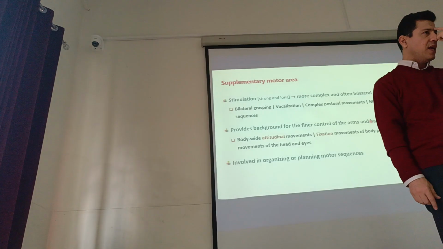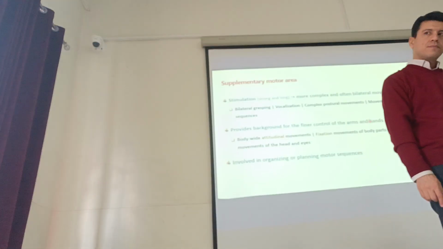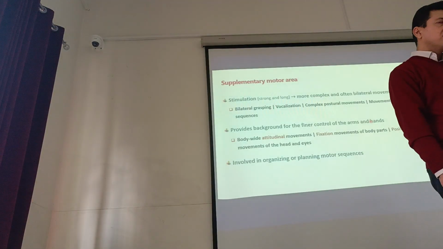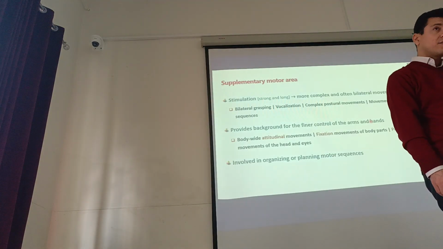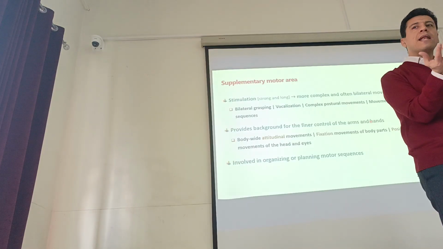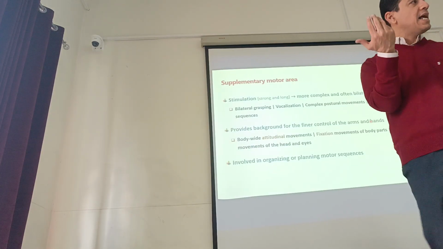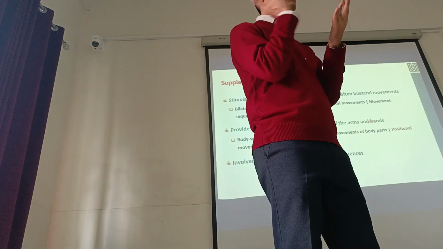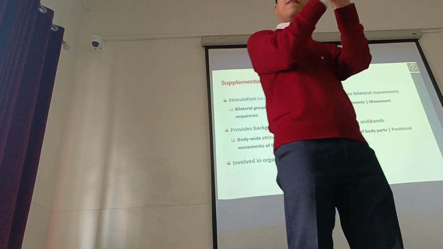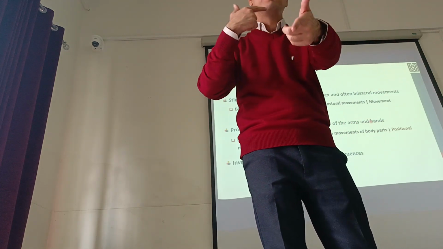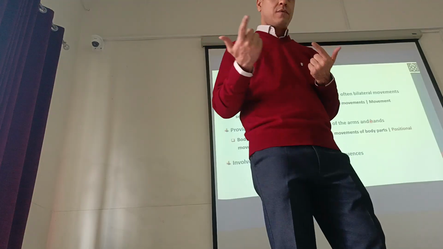So, first we think, prefrontal cortex. We make a decision, prefrontal, right? Then this decision is converted to a plan. So planning of the movement happens in premotor and supplementary. Then this plan reaches the primary motor cortex for performance, right?